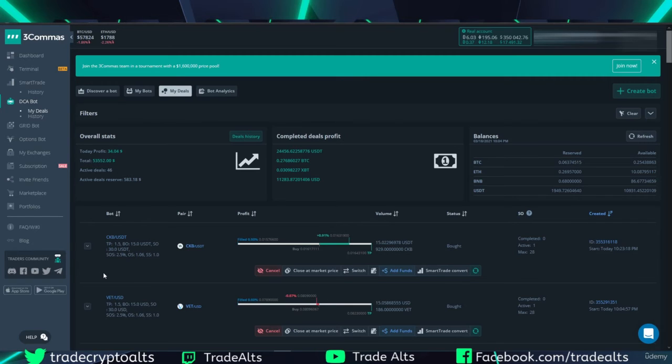So again, I don't like to mess with things very much, but if you need to, here's an example of where you might want to use Smart Trade Convert. So let's say, hypothetically, that CKB filled like 20 safety orders, right? So this would say 20 over here, or whatever amount of safety orders you would think is a lot, right?